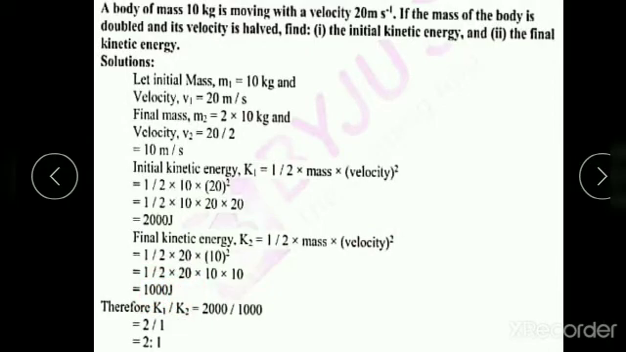So the initial kinetic energy is 2000 joules and the final kinetic energy is 1000 joules. When you take the ratio of the initial kinetic energy K1 and the final kinetic energy K2, you get 2000 divided by 1000, that is 2:1.